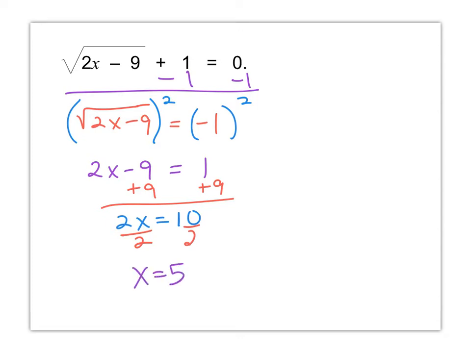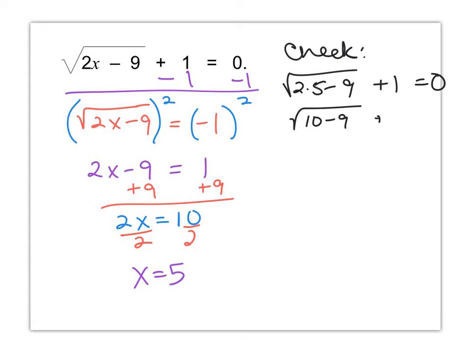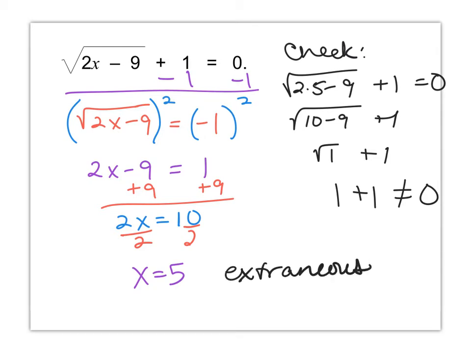We do want to check to make sure that this solution works out in the original equation. So again, that check step is important. Our check is to write the square root of 2 times 5 minus 9 plus 1. Does that equal 0? So we get the square root of 10 minus 9 plus 1, and then the square root of 1 plus 1. 1 plus 1 does not equal 0. So even though we were able to algebraically get an answer of x equals 5, this is an extraneous solution. And we must eliminate that as an option. So this equation has no real solution.